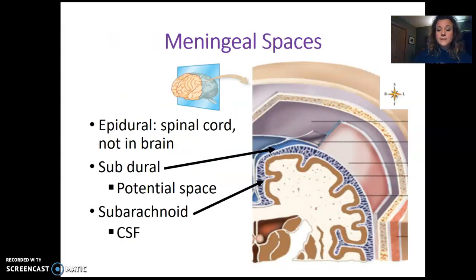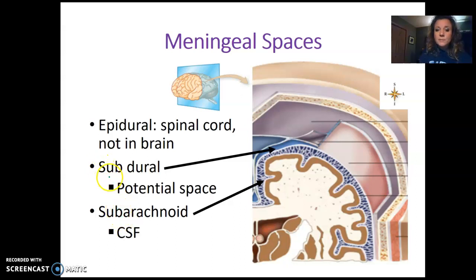There are spaces that exist in between the meninges. Perhaps you've heard of pregnant women getting something called an epidural when they're giving birth. This is medicine that is given in the epidural space, but this is given in the spinal cord, not in the brain. The epidural space is not located in most brains. The spaces that you are going to find in the brain, however, are the subdural space and the subarachnoid space.